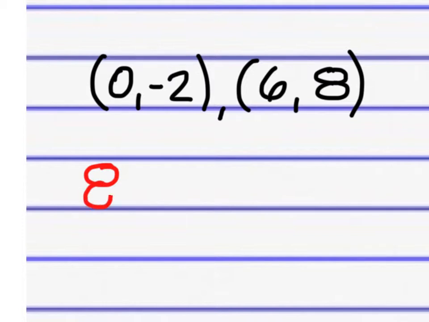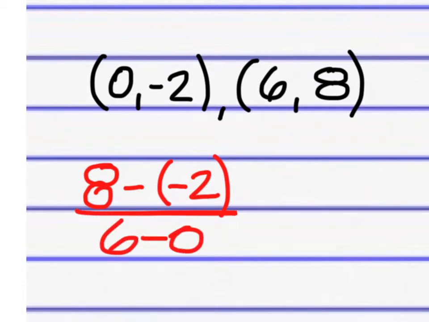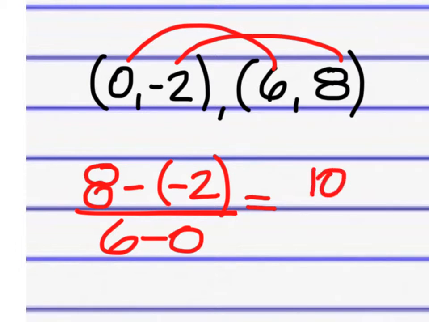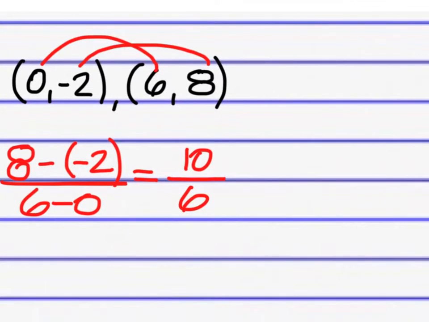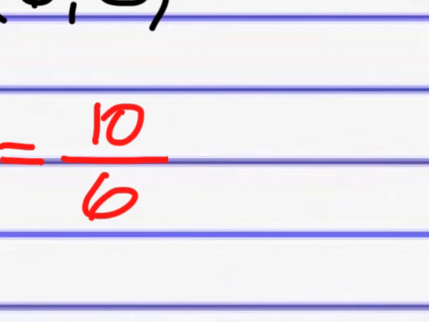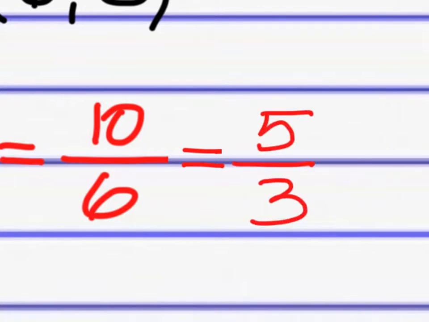8 minus a negative 2. Then what? 6 minus 0 goes on the bottom. 8 minus a negative 2, 6 minus 0. What is 8 minus a negative 2? 10. 6 minus 0, 6. 10 over 6 reduces to what? 5 over 3. This is your slope.